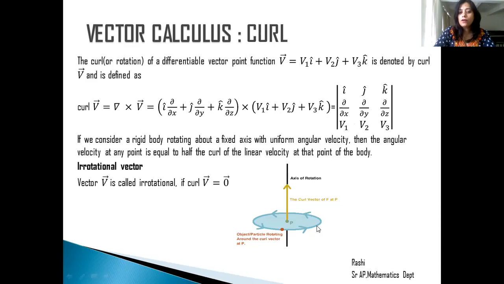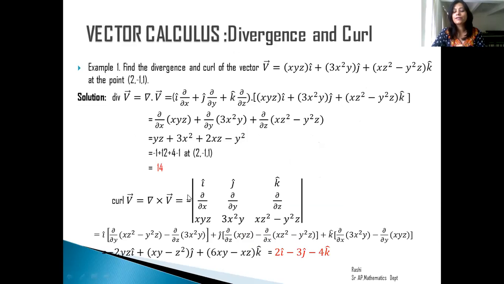Curl is connected with the rotation of the charged particles and it gives a connection between the linear velocity as well as the angular velocity. So if we consider a rigid body rotating about a fixed axis with a uniform angular velocity, then the angular velocity at any point is equal to half the curl of the linear velocity at that point of the body. That is the relation between angular and linear velocity. If curl of V is equal to 0, it is known as irrotational. So now we have understood three things: gradient, divergence and curl. Now let us see how to do the question based on divergence and curl.